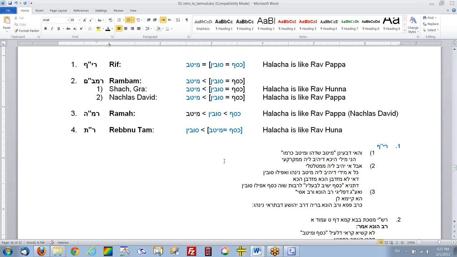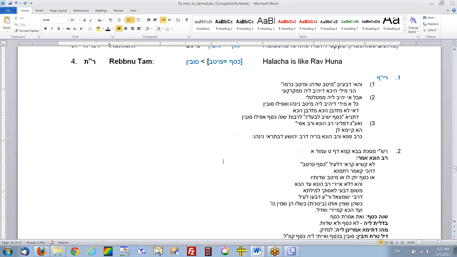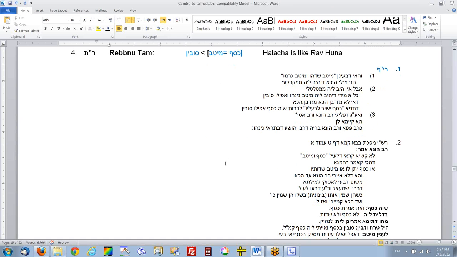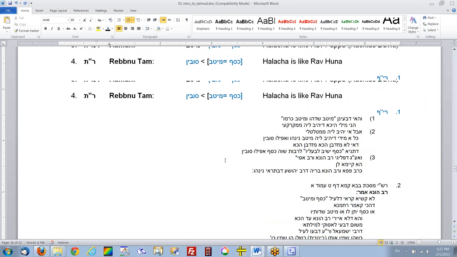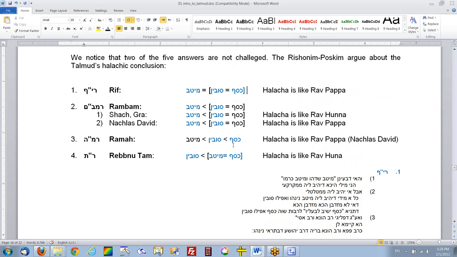So in the Chaim Volozhin, one of his students was a man called Nachlas David. We'll speak about him more at length later on. But he wants to explain the divergence. Now, why do these people say what they say? Okay, we know what they say, but the question is, how do they understand the Gemara so that they come to these various conclusions? And that's the work of a Rishon.